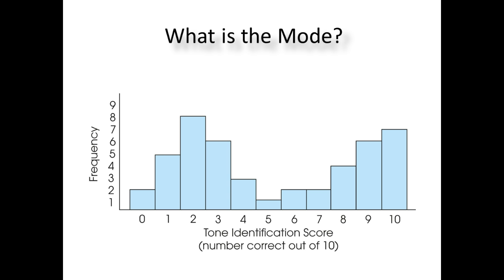Here's an example. What is the most frequently found score in this distribution? So you have a distribution of scores that range from 0 to 10. And if you look carefully, you'll see the most frequently occurring score is 2. You have a frequency of 8. That means 2 appeared 8 times in this distribution, which means 2 is the mode.